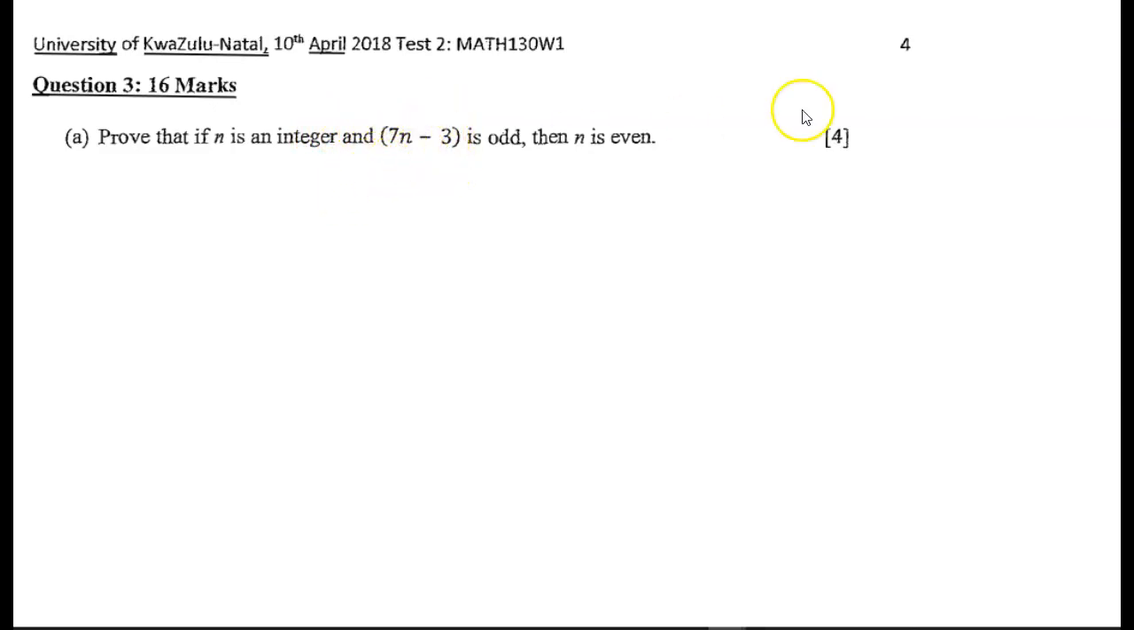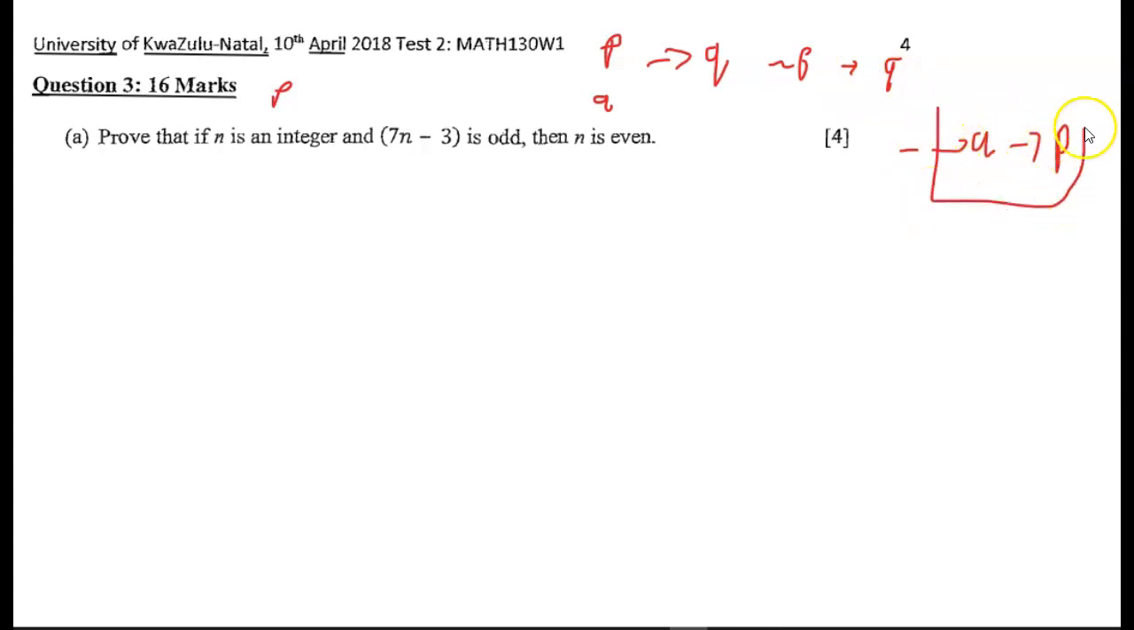So this is what I'm saying, right? Let's say n is an integer is p. Then n is even, that's q. Now, p implies q. To write the contrapositive, it's not q implies not p. So what that means is you take the opposite of each statement first.